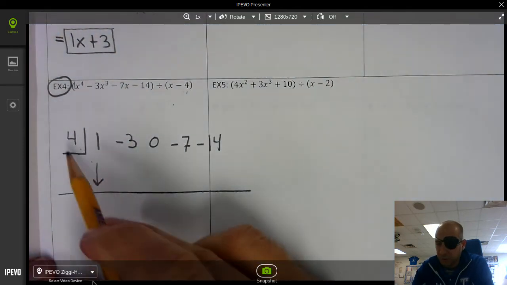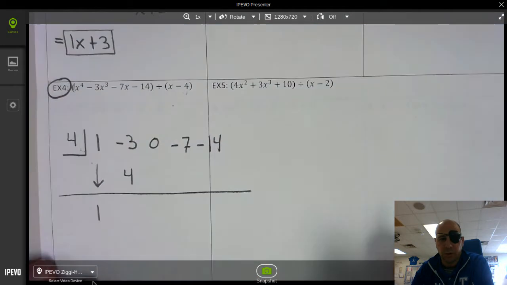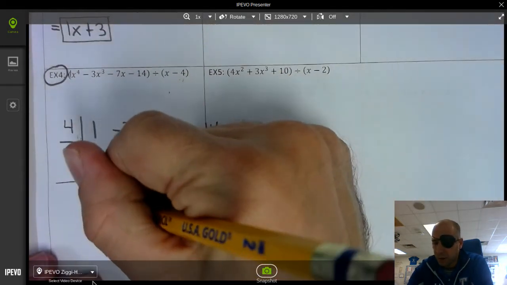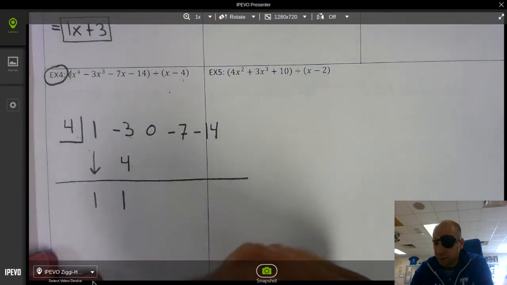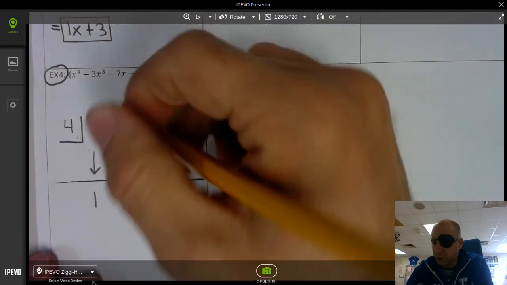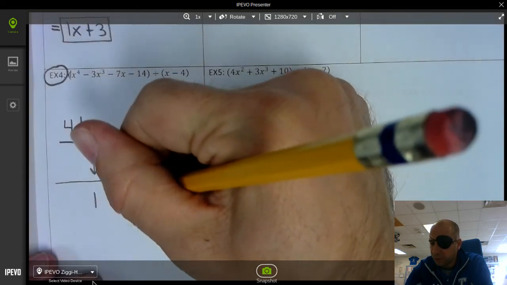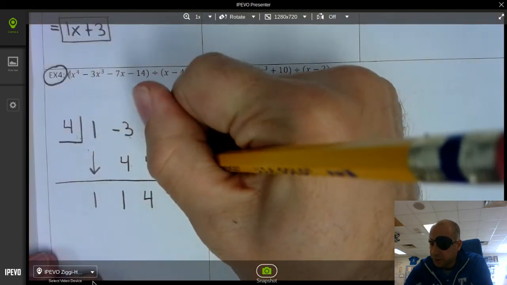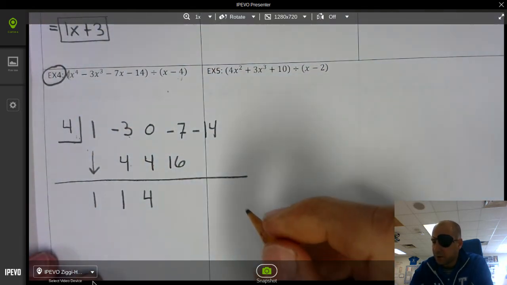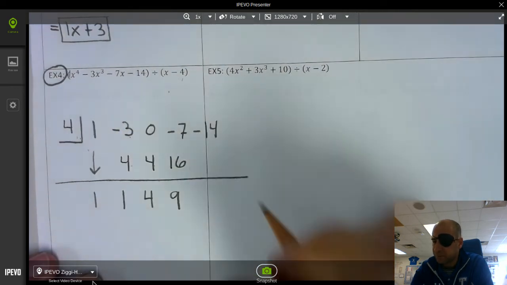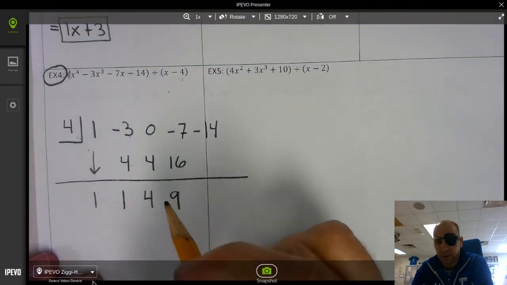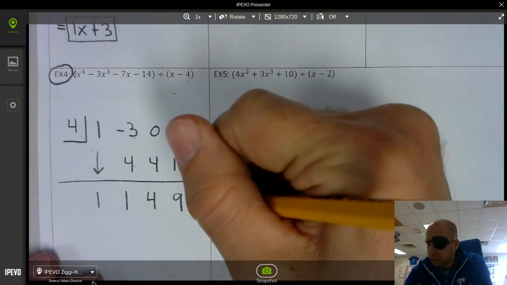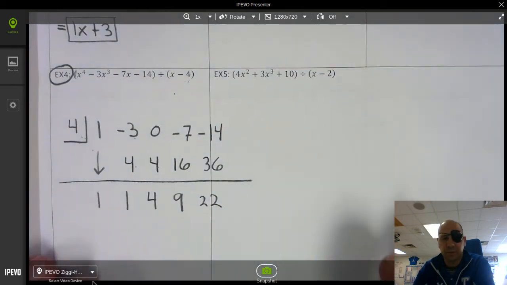And now in step 2, we multiply. So 4 times 1 is 4. We add, or subtract how you want, but negative 3 plus 4 is 1. And then we just keep repeating till we've done all the additions. So 4 times 1 is 4. 0 plus 4 is 4. 4 times 4 is 16. And then negative 7 plus 16 is 9. And then 9 times 4 is 36. Negative 14 plus 36 is 22.